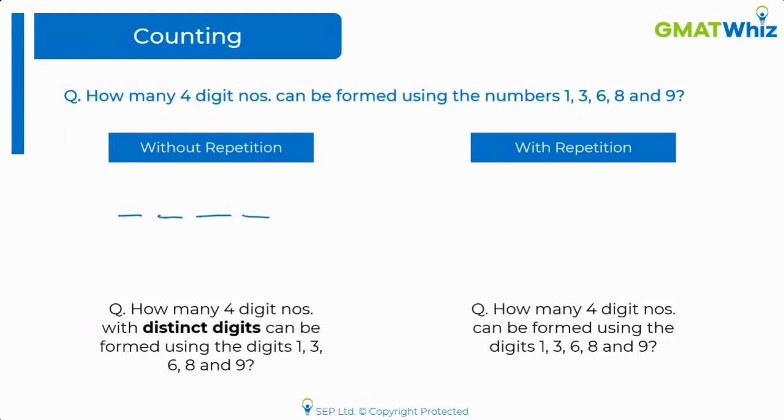I'm just counting right now. I'm not using any formulas. And how many numbers do I have? I have 1, 3, 6, 8, and 9. I have these 5 numbers available with me, right?